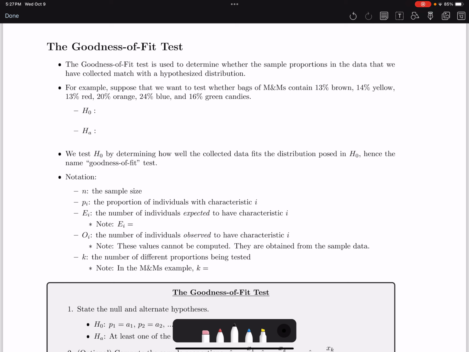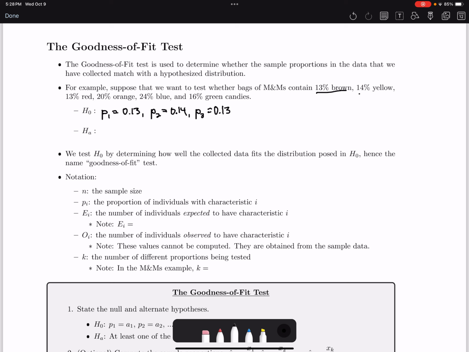The goodness of fit test is used to determine whether the sample proportions in the data that we've collected match with some hypothesized distribution. For example, suppose we want to test whether bags of M&Ms contain 13% brown, 14% yellow, etc. candies, right? In the goodness of fit test, we would state our hypotheses this way: P1 is 13%, P2 is 14%, P3 is 13%.